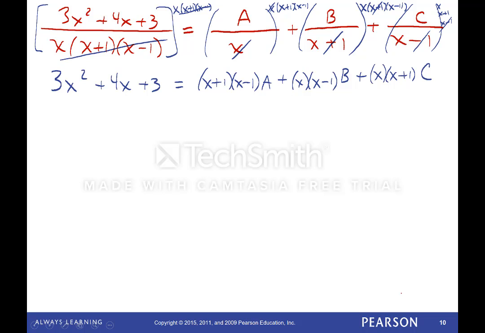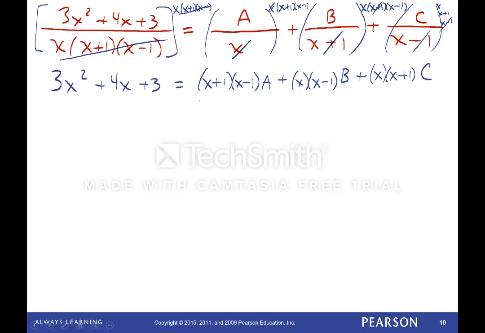All right, the tough part, here it is. We have to FOIL all this stuff out, expand all this out, and then we want to collect all the x squared terms. And whatever that expression is going to be, it's going to be equal to 3. We're going to collect all the x terms, and then whatever the expression is, we're going to set it equal to 4, and then we're going to collect all the loners, all the constant terms, and we're going to set those equal to 3. Let's go for it here.